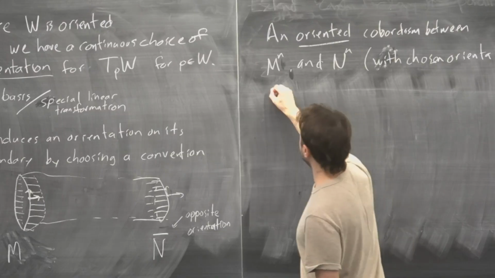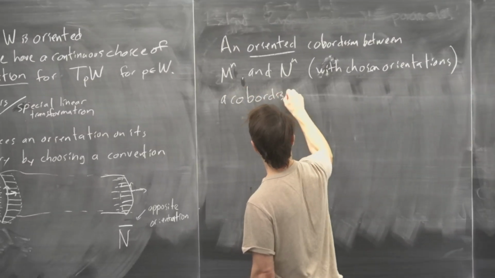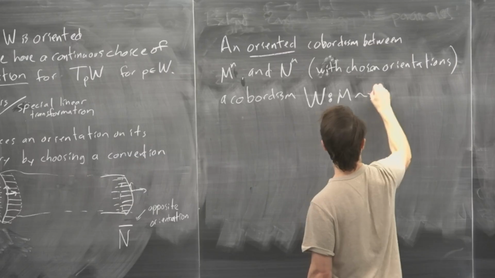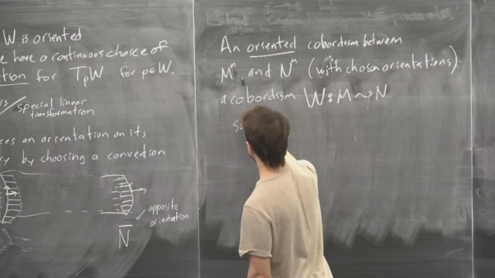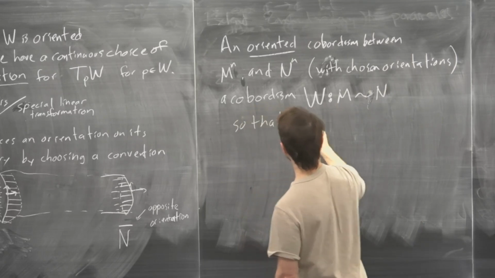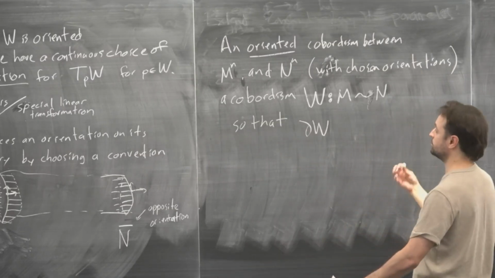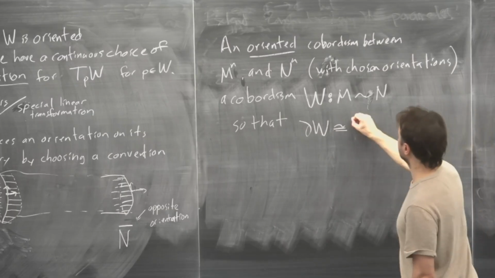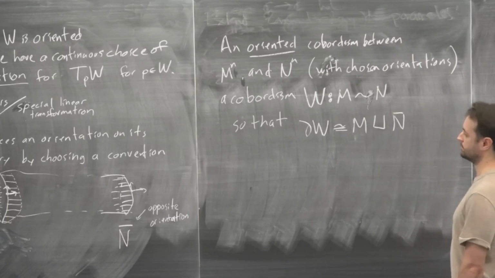So this should be a cobordism like this. Sometimes I write an arrow, sometimes I don't. So that when you take the boundary of W, oriented using whatever our fixed convention is, this should be isomorphic as an oriented manifold to M disjoint union N with the opposite orientation.